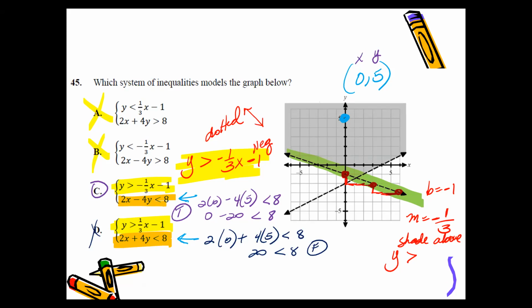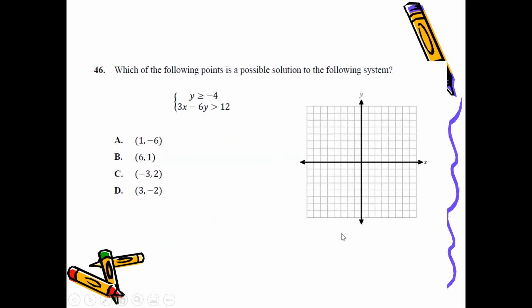All right, let's move on to question number 46. I think this will maybe be our last one. Number 46 is: which of the following points is a possible solution to the following system of inequalities? So what we're going to do is shade an area, and then plot the points to see which of these points A, B, C, D is in that shaded area. So you're going to use a highlighter, obviously. Make sure you guys have your highlighters.